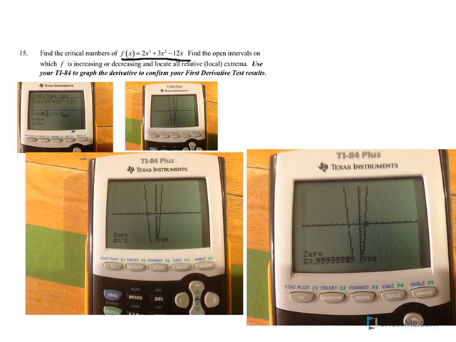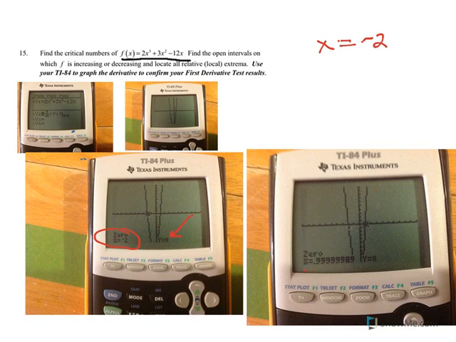So using the zero feature of your graphing calculator, or just tracing it and typing in a number to see if you get an output of 0, we should find that we have a 0 on f prime at -2. So the output on f prime is 0, so that's going to be a critical number. So at x equals -2, we will have a critical number.